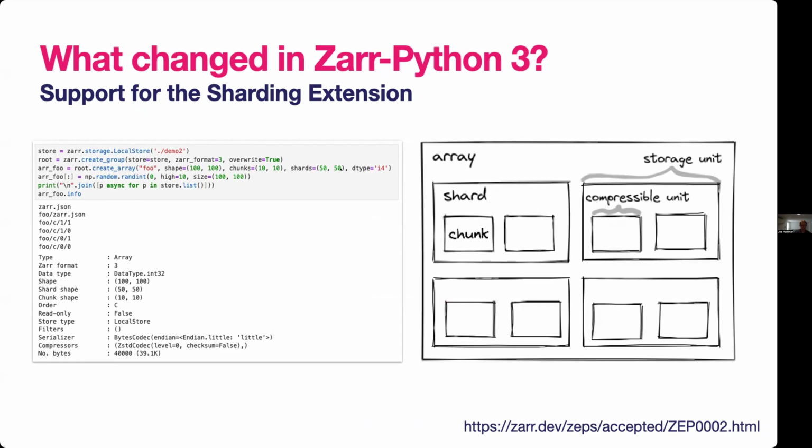And so the chunk grid should have 100 chunks in it, 10 in each direction. But the shard grid should have only 4 shards in it. And so it should look quite a bit like this. If we list the store after writing that data, we see that we only see four objects here. There are actually 100 chunks in this, but they're packed into these sharded objects.